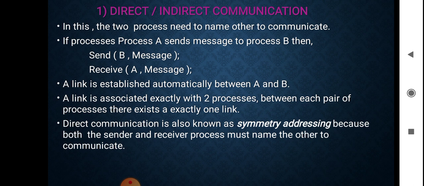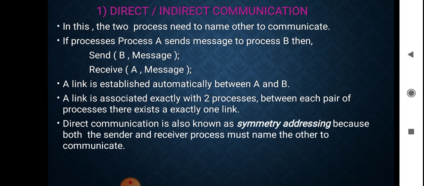And so now a link is established automatically between A and B whenever we send these two basic primitives, and a link is associated exactly between the two processes, not more than that. Just remember this: between each pair of processes there exists exactly one link. Suppose A and B want to communicate, then there is only one communication link. Suppose B and C want to communicate, then there should be only one communication link between B and C. Clear?